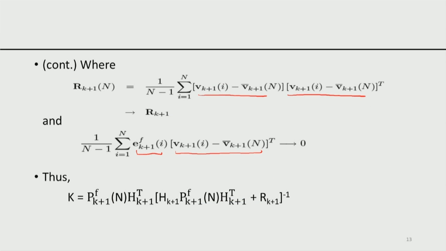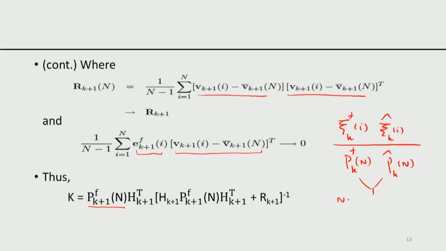Therefore, the expression for K, the Kalman gain, which I have postponed for this long, is given by the n-sample approximation of P_{k+1}^f. Now look at this. The ξ_k^i forecast and ξ_k^i hat analysis are all the ith member of the forecast and analysis. But when it comes to P_k^f, I am going to have an estimate, so I am going to put an n: P_k^n hat. These are n-sample estimates, because I want to be able to distinguish between them.